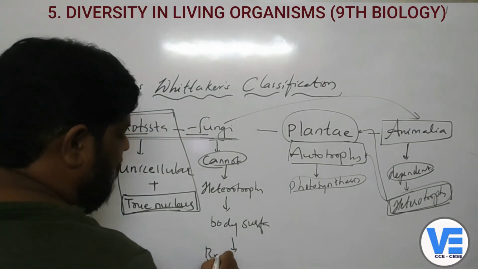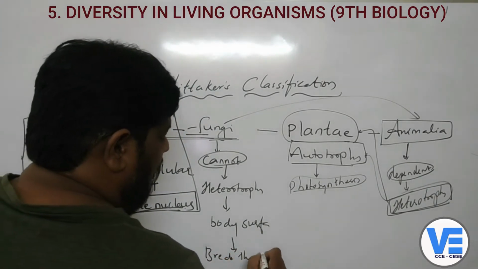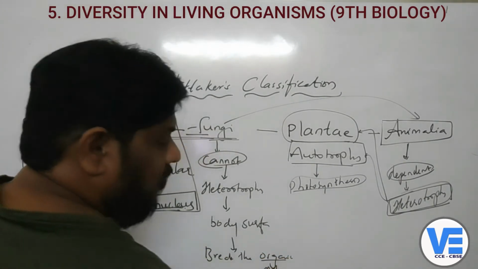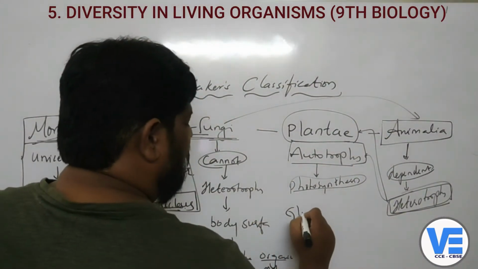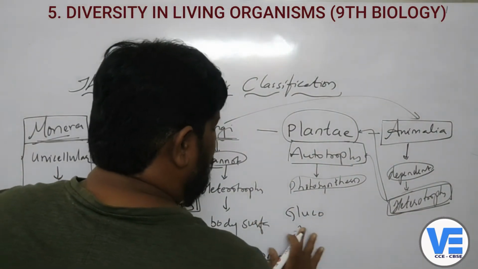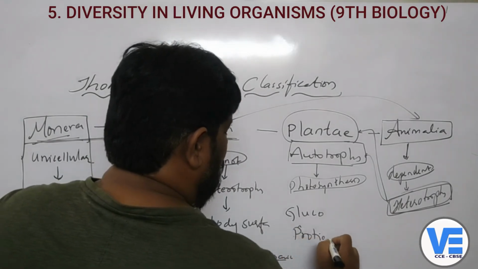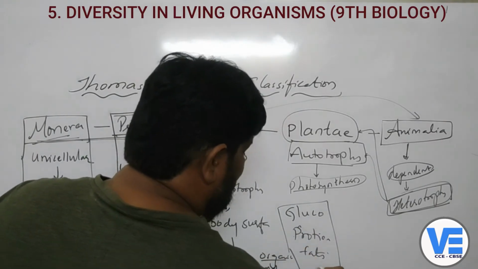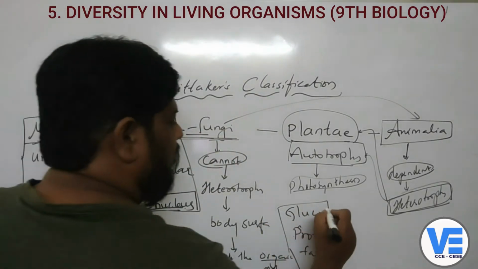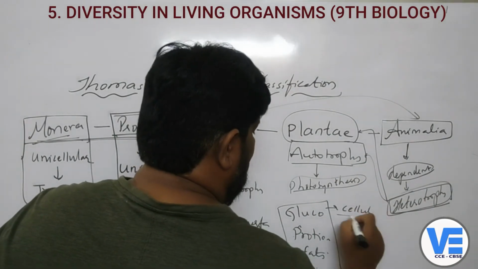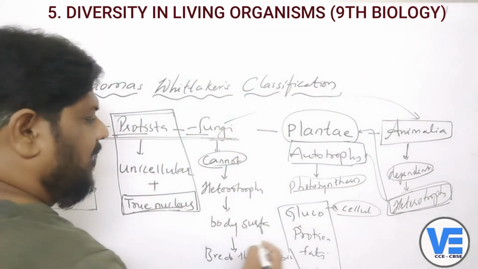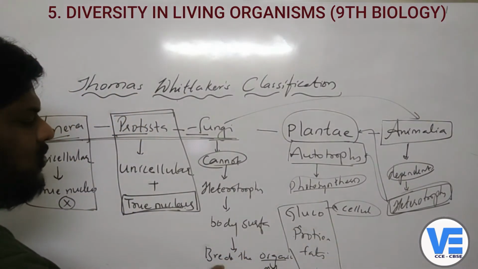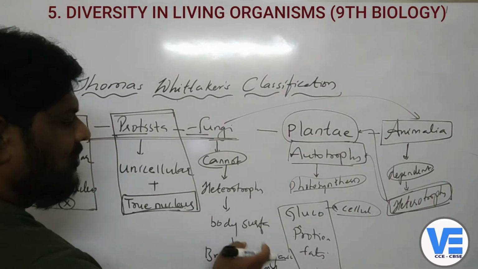Simply they will break the organic molecules. Now what are organic molecules? Glucose is an organic molecule, amino acids and proteins are organic molecules, fats are organic molecules. So whatever food molecules are there which are organic, and you can take cellulose also, this is also an organic complex food material. Whatever food materials are there in the environment, they directly depend upon them, so they will directly break those materials outside the body.